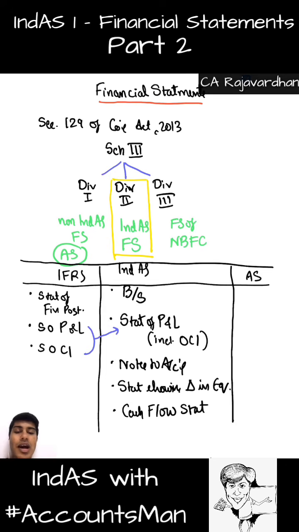And in our old accounting standards, what did we used to prepare? We used to prepare the balance sheet, same thing. We used to prepare the statement of profit and loss, but this statement of profit and loss will not include other comprehensive income. So, there was no context of other comprehensive income whenever we made financial statements according to accounting standards.